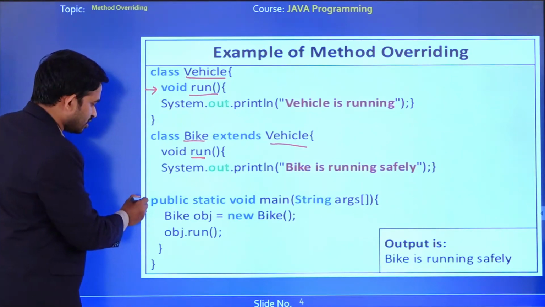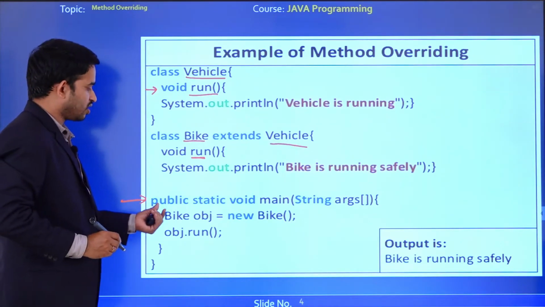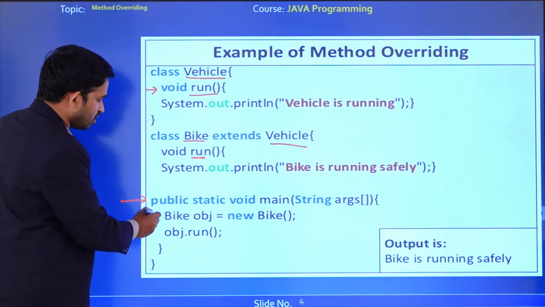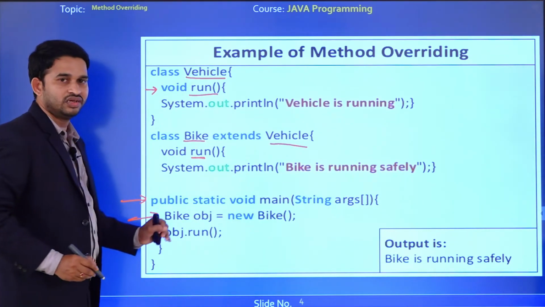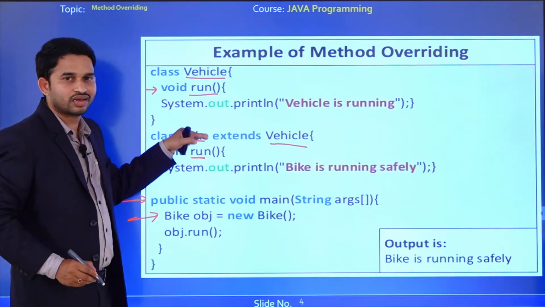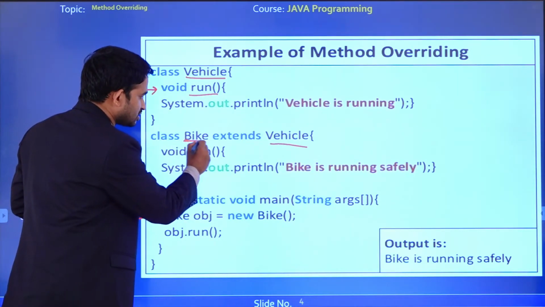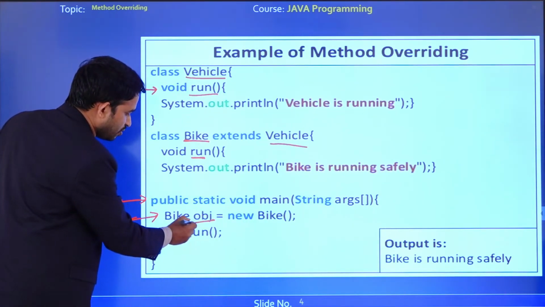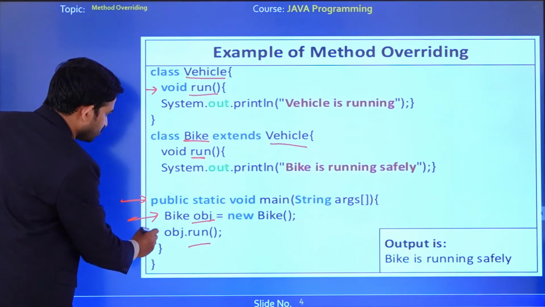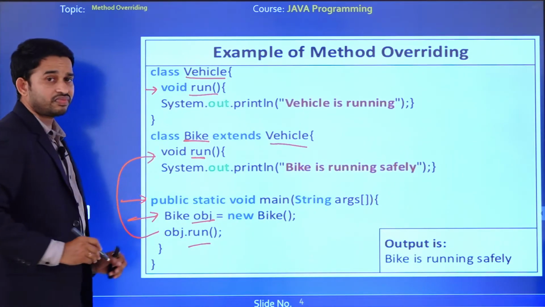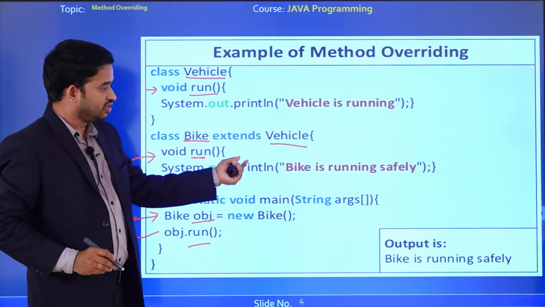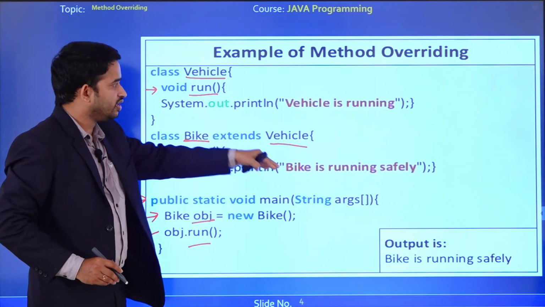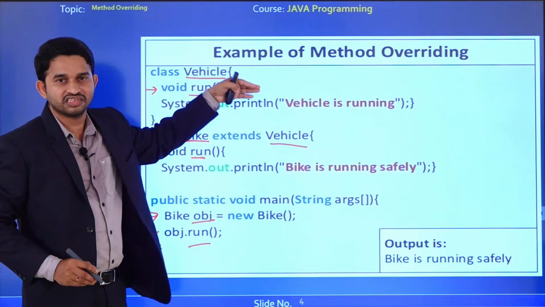Next we go for the main method declaration. How to declare? public static void main(String[] args). Next we go for object creation. How to create an object? We have to create an object for the particular class. Here the class is Bike: Bike obj = new Bike(). By using this object, I am going to call the run method. Which method is invoked? This method is invoked. But what output will it display? Bike is running safely. What is the reason? This statement is overriding the previous existing data.